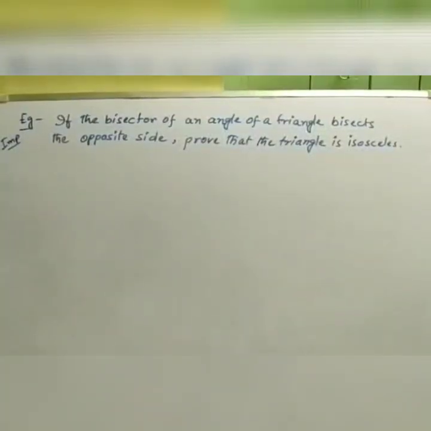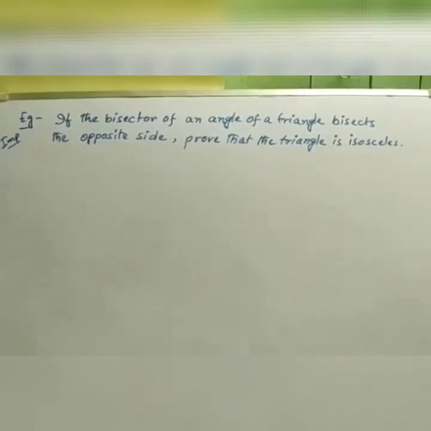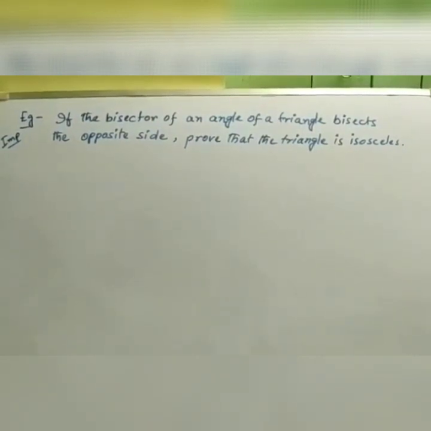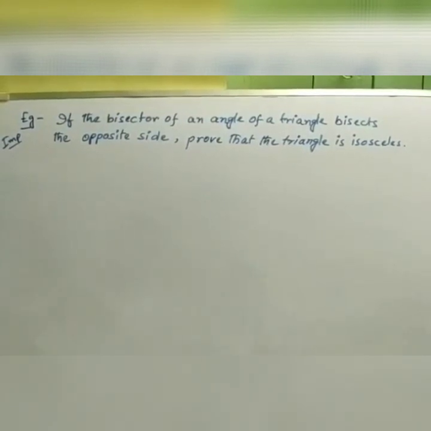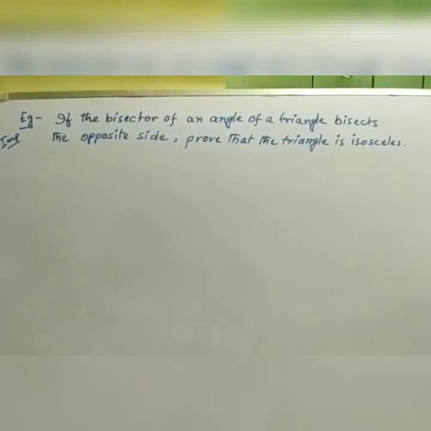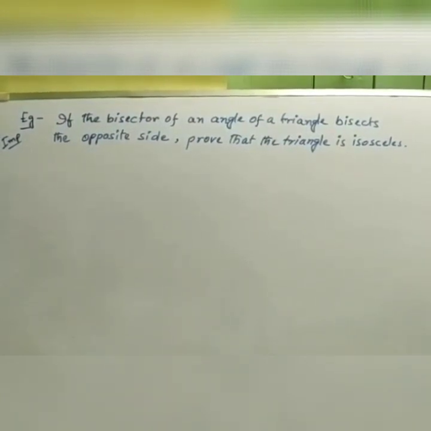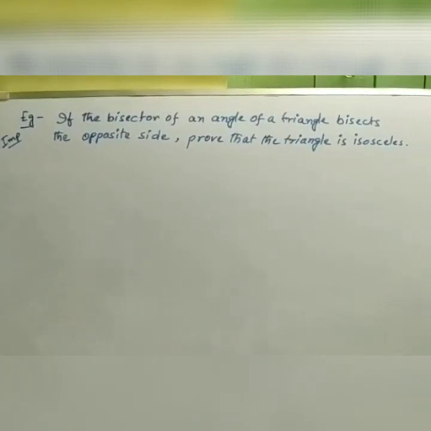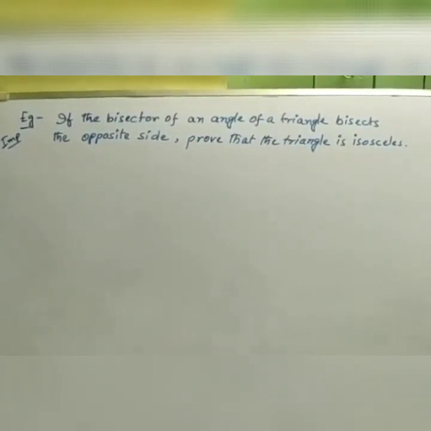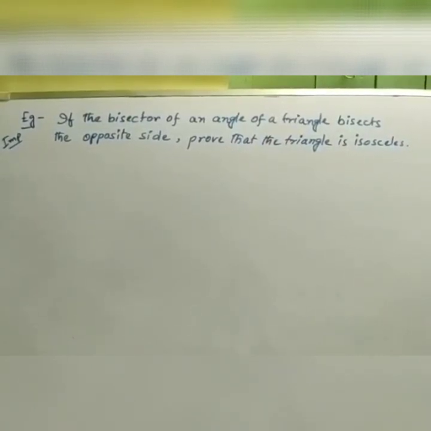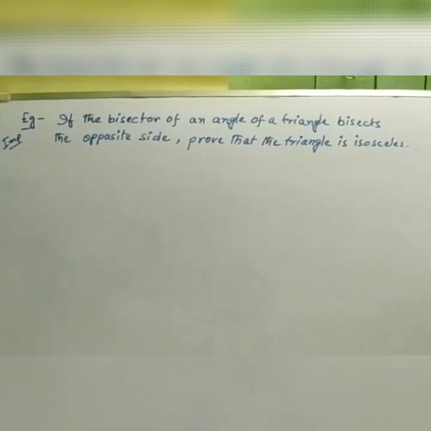Here is an important example of the bisector theorem. The question: if the bisector of an angle of a triangle bisects the opposite side, prove that the triangle is isosceles. We need to prove the triangle is isosceles, and you know an isosceles triangle has two equal sides, so we need to prove that two sides of the given triangle are equal. Let's go for the solution.